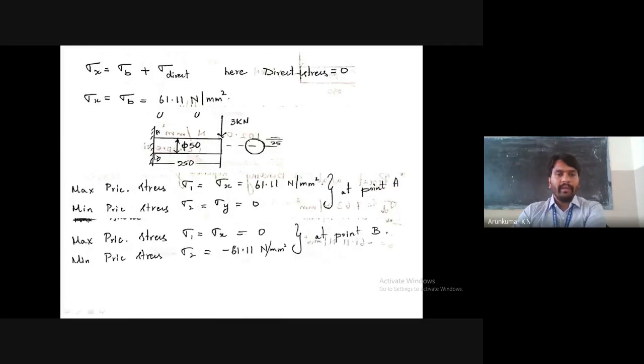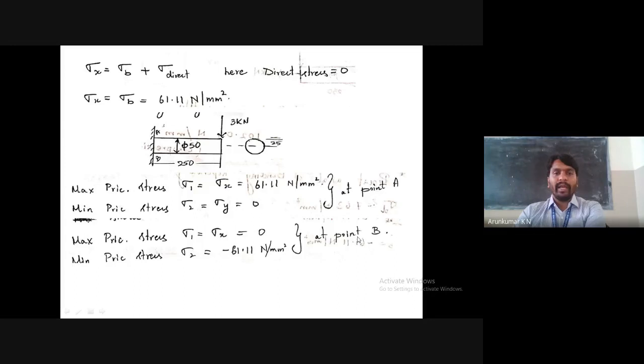At point B, sigma 1 will become sigma x, which is 0, and sigma 2 will become sigma B, that is negative compression, minus 61.11 Newton per mm square. Sigma 1 is the highest value, but here it is getting negative. 0 is a higher value than this minus. Clear? So sigma 1 is taken as 0. Sigma 2 will become minus 61.11 Newton per mm square at point B.